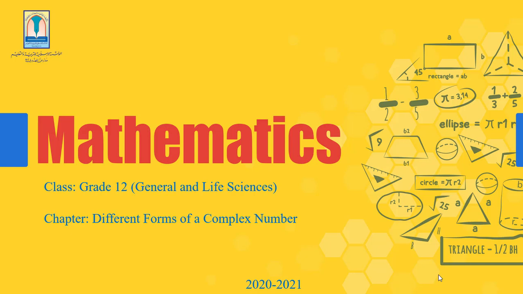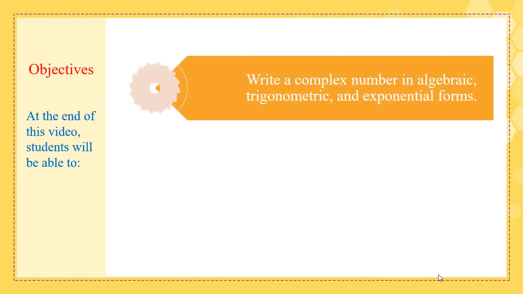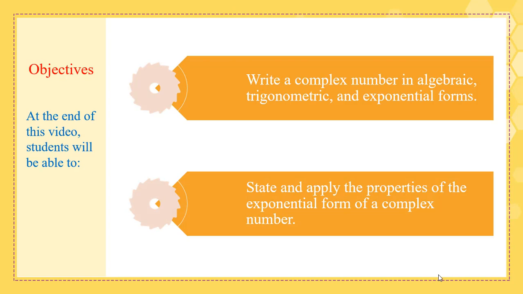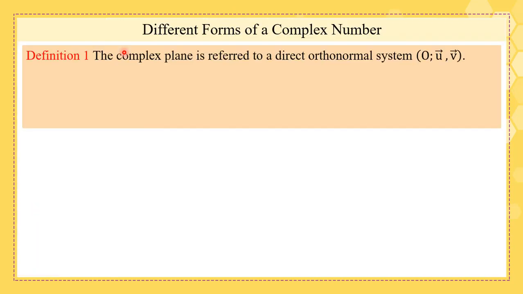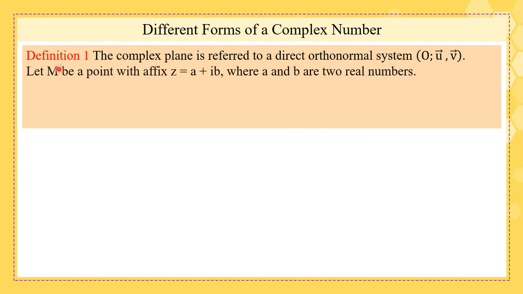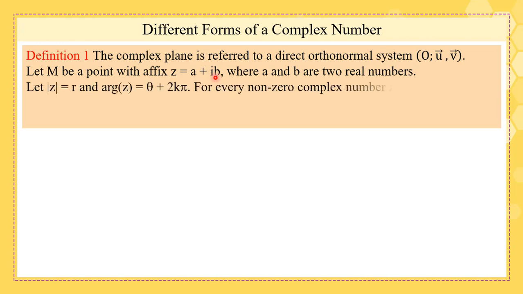Today we will see the last part of complex numbers and we will see the different forms of a complex number. Let's see the different forms of a complex number. M is a point with affix z, z equals a plus ib. Remember, this is called the algebraic form of z.